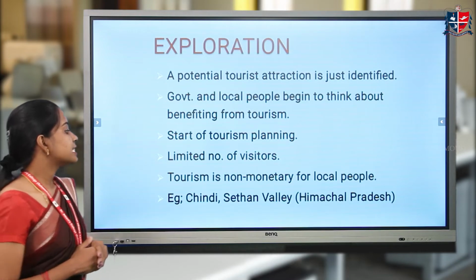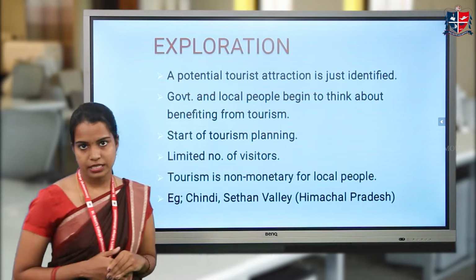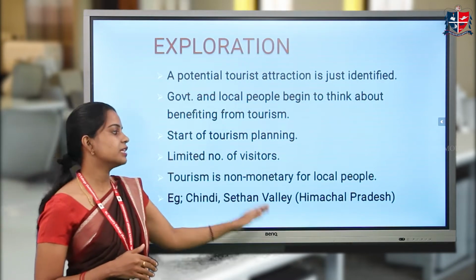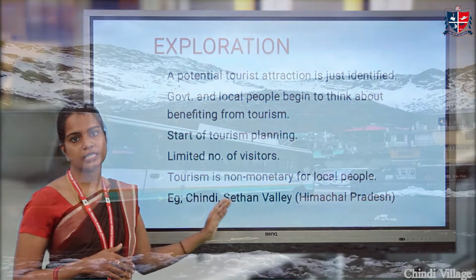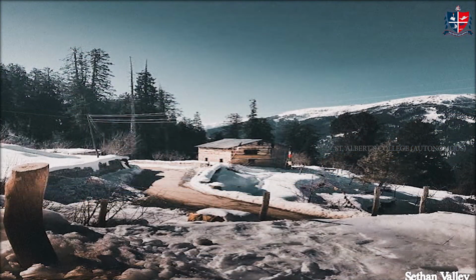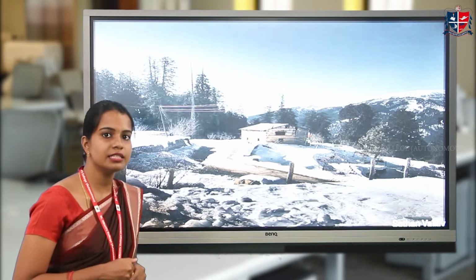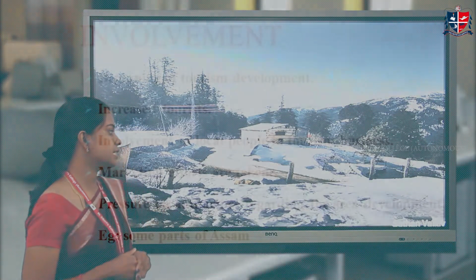Chindi and Sedan Valley in Himachal Pradesh are currently under the exploration stage. These are 2 attractions in Himachal Pradesh and they are examples of the exploration stage. This is a picture which represents Chindi village in Himachal Pradesh and this is Sedan Valley of Himachal Pradesh. Both of these attractions are currently under the exploration stage.